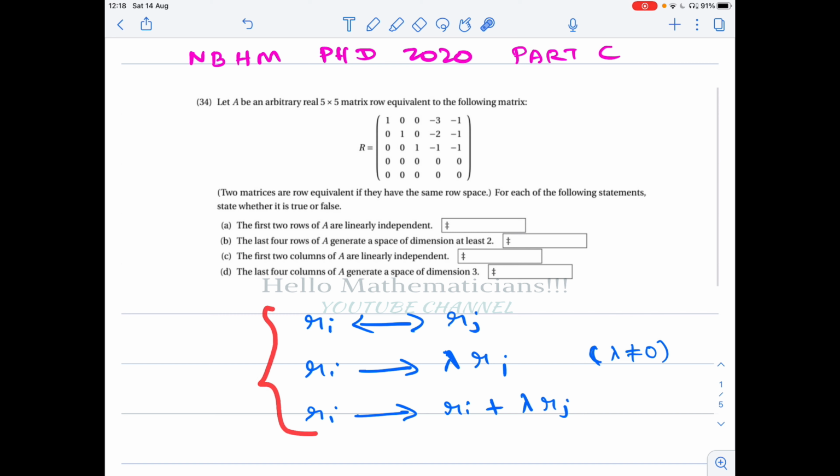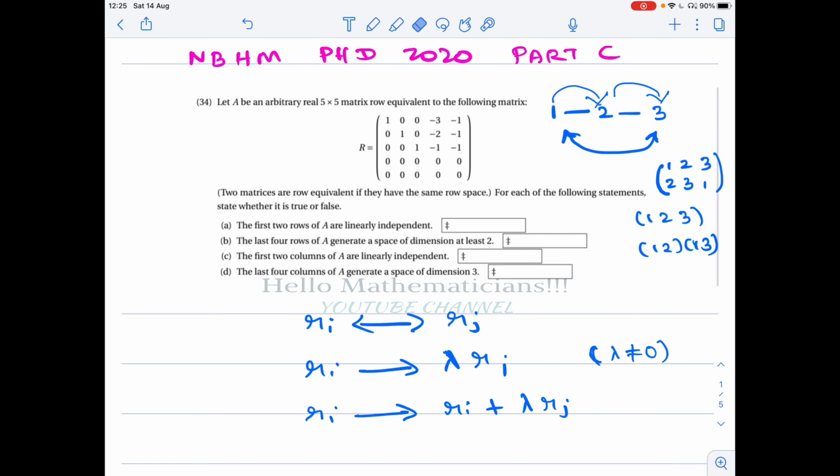So what are the elementary row operations? You can exchange the ith and the jth row. This is a very important operation. Basically you can switch any two rows. If you can switch two rows, that also means you can put any row in any other place you want. Suppose I want to change the first row to the second row, the second row to the third row, and the third row to the first row.